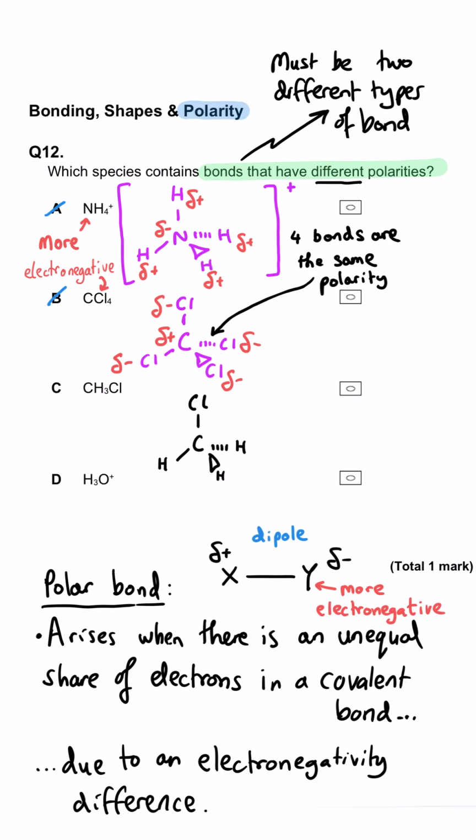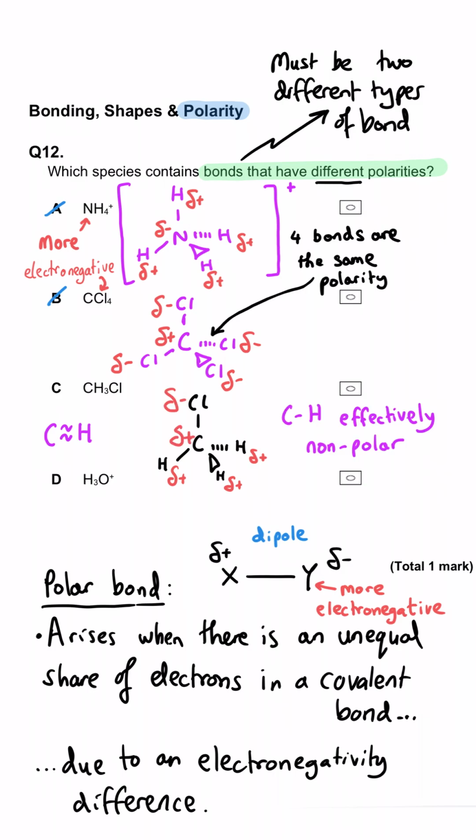C, well, this is the first option where we could have different polarities, and the reason is the central carbon atom is connected to different things. Firstly, we've got three hydrogen atoms. Hydrogen is ever so slightly less electronegative than carbon, but they are about the same. And then the chlorine is much more electronegative than carbon.